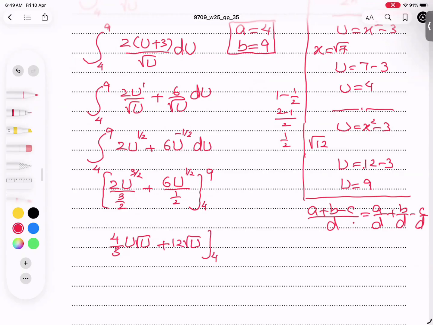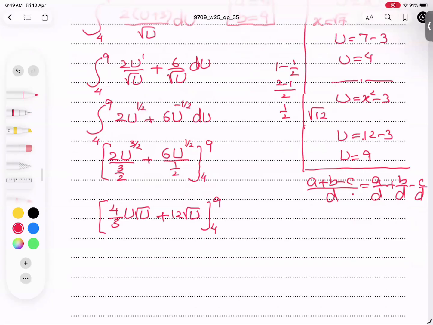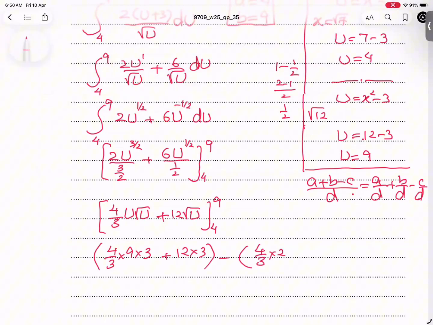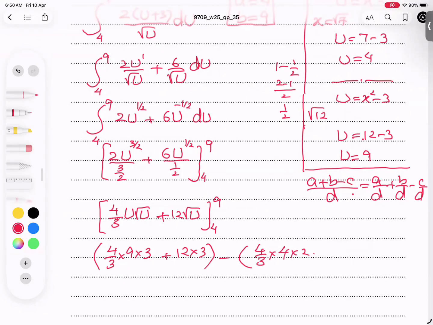And now the question is ready to simplify. When I plug in 9, it is 4 over 3 into 9 into 3. Why 3? Because the root of 9 is 3. And what about this? 12 into 3. The upper limit is done, minus 4 over 3 into 4 into 2. What is the reason? Because when I plug in 4 here it remains 4, but here the root of 4 is 2. Plus 12 times 2.